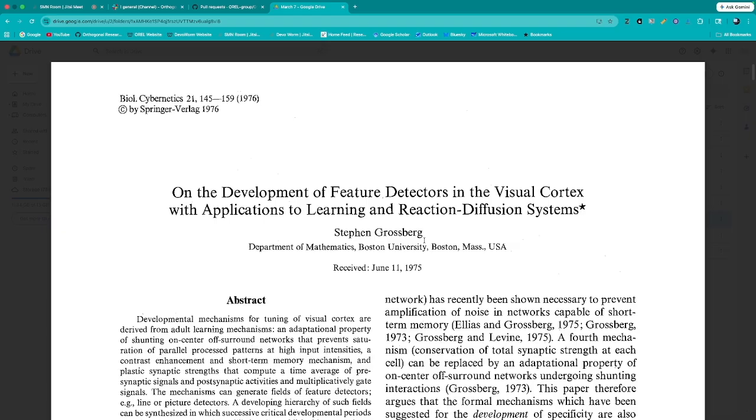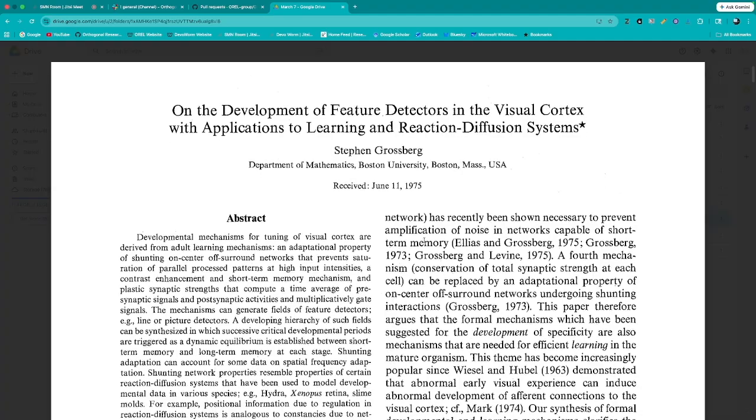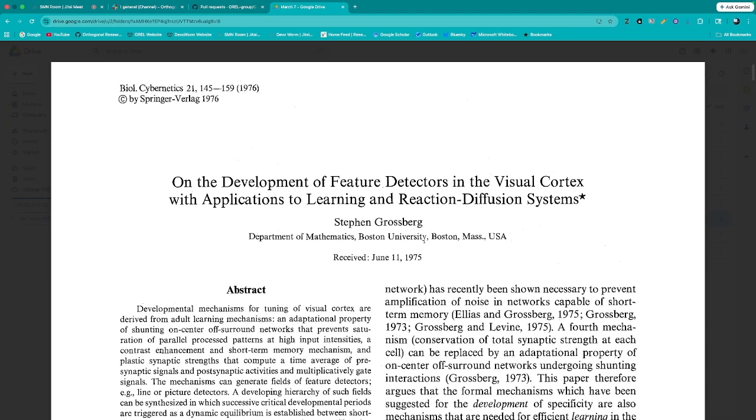I always like to look back in time in terms of AI and see what people were doing way back when, because I think it's informative and instructive for what's possible, and the roots of what we are doing now. So this is Stephen Grossberg from 1976, on the development of feature detectors in the visual cortex with applications to learning and reaction-diffusion systems.